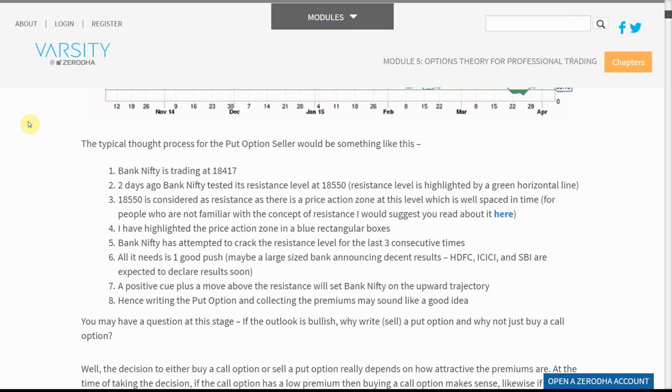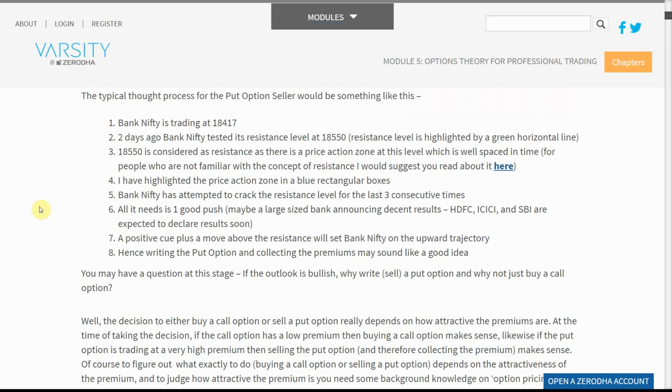HDFC, ICICI, and SBI are expected to declare results soon. A positive result plus a move above the resistance will set Bank Nifty on the upward trajectory. Hence, writing the put option and collecting the premiums may sound like a good idea.